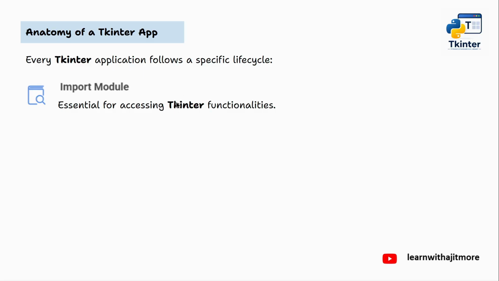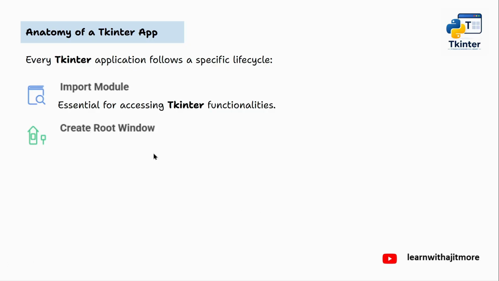So the first step is import the module, essential for accessing Tkinter functionality. Whatever the library facilities are given, different classes for main window, for label, for button, for combo box, for list box, all the classes are there in this library. So if you want to use them in your program, obviously you have to import it. So essential for accessing Tkinter functionalities. Second is create the main window. After the library is imported, create the main window.